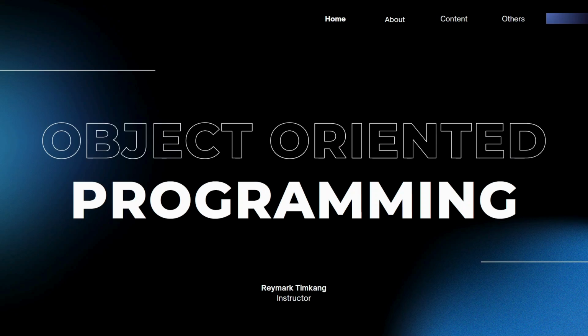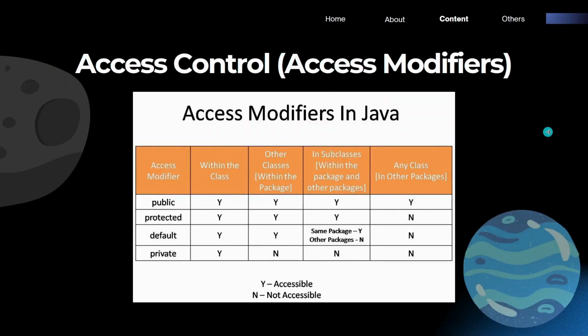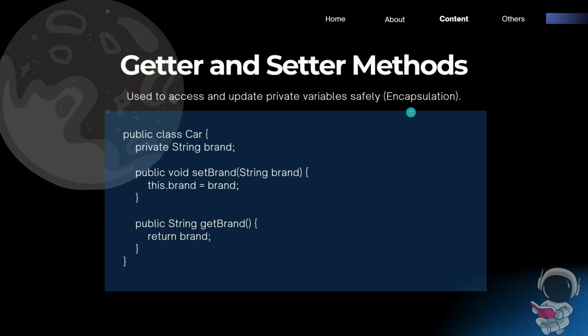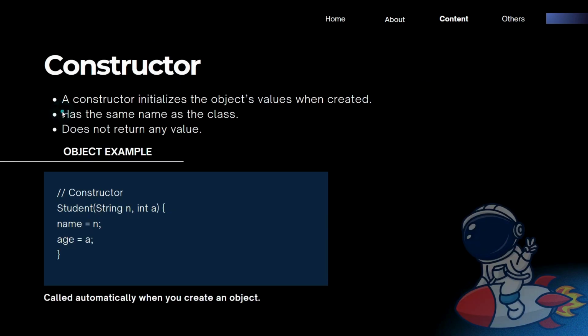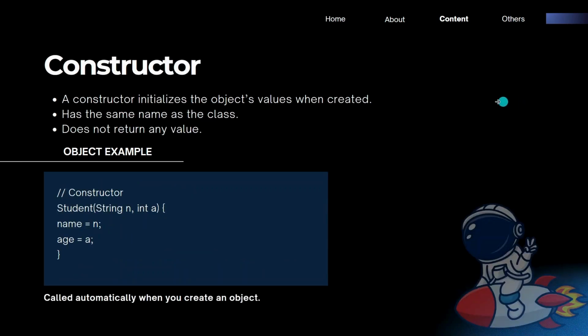Good day, everyone. Today, we will continue our discussion about object-oriented programming, specifically constructor, access control or access modifiers, encapsulation, getter and setter methods. Previously, we have discussed how to create class and object. What is a constructor? A constructor initializes the object's values when created, has the same name as the class, and does not return any value. Below is the example. So a constructor is called automatically when you create an object, which means we do not need to create a method outputting the values of our variables.